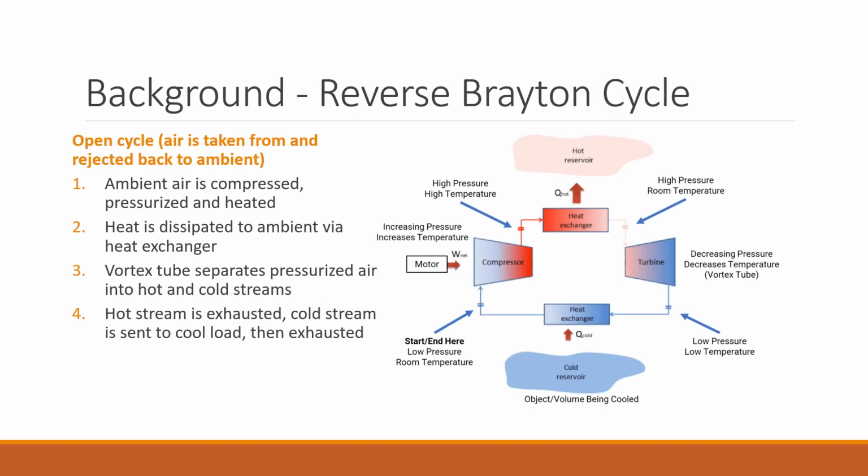The process in question is a reverse Brayton cycle. In this cycle, ambient air is taken, pressurized, and heated, then passed through a heat exchanger to dissipate this heat. This air then goes through a vortex tube, which separates the pressurized air into hot and cold streams. The hot stream gets exhausted, and the cold stream is sent to cool the load. Then it's exhausted as well. This is different from a closed Brayton cycle because we're taking ambient air from the surroundings and exhausting it back to the surroundings.